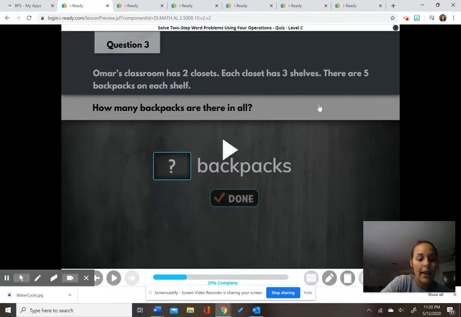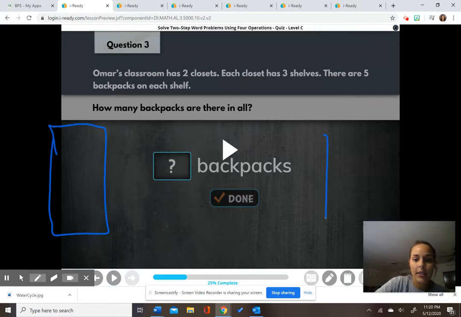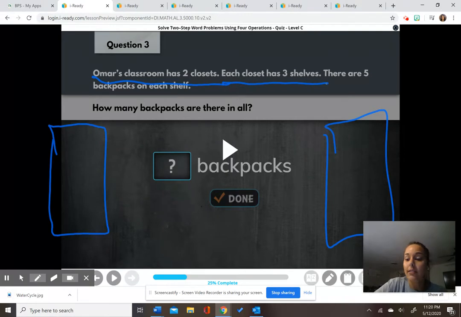We have Omar's classroom. So once again, I'm going to draw. There's 2 closets. One, it's a closet. That's a closet. So that's step 1. I'm just reading the sentence. There's 2 closets. I can do that. Then each closet has 3 shelves. That's the next thing I'm going to do. Draw 3 shelves. 2, 3 shelves. Notice it says shelves. There's 3 shelves, not 3 sections. Because if I wanted 3 sections, I would have just done 2 shelves. There's 3 actual shelves there in each one.